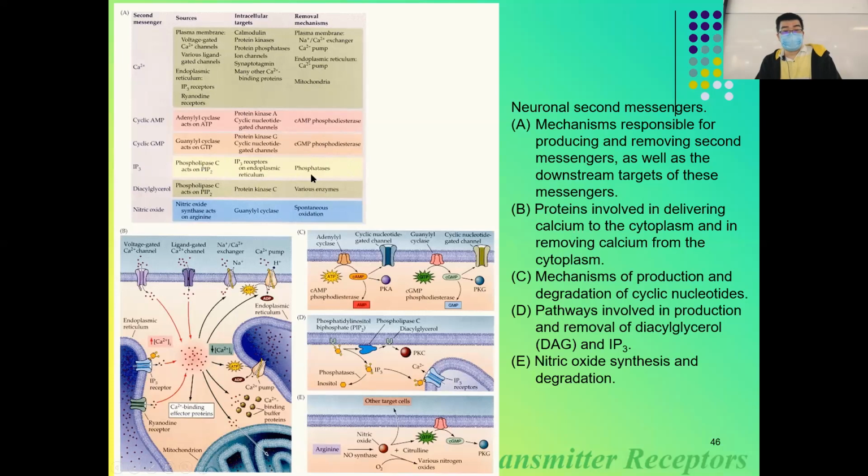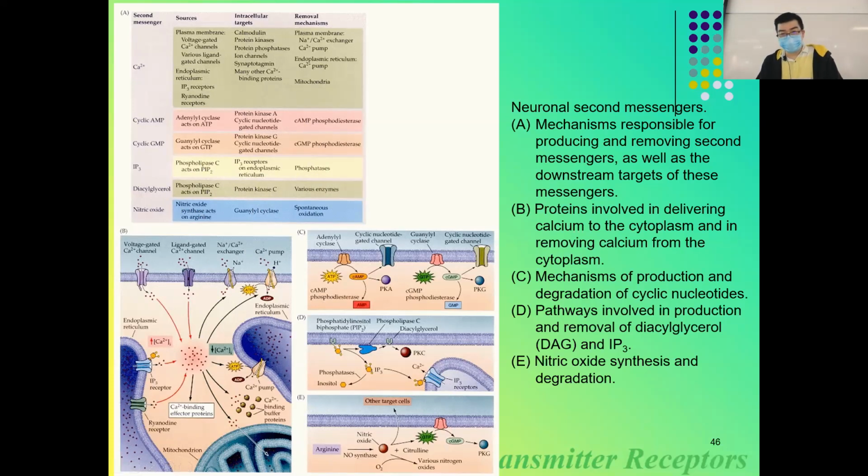The IP3, there will be phosphatase, and then different enzymes. So here is an example of a diagram that shows, similar to the previous one, how the calcium is being controlled, from channels to the endoplasmic reticulum. And one of the things for the calcium is actually the mitochondria as well, which is also very important in the case of stroke.